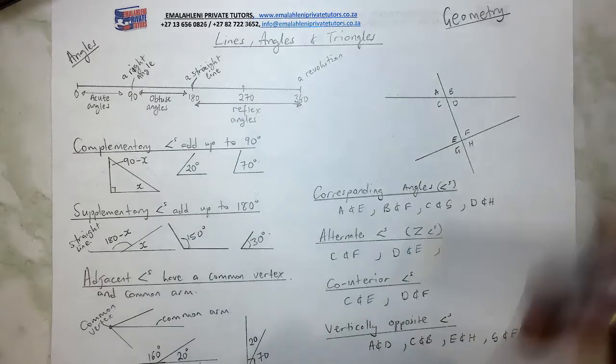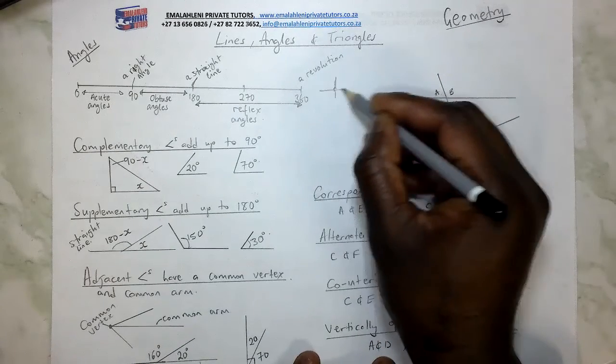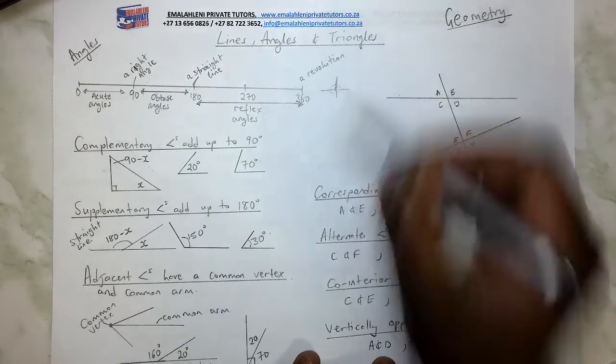Then revolution, so angle at a point. If we are to have this, the revolution is 360. The angle at a point is actually 360.